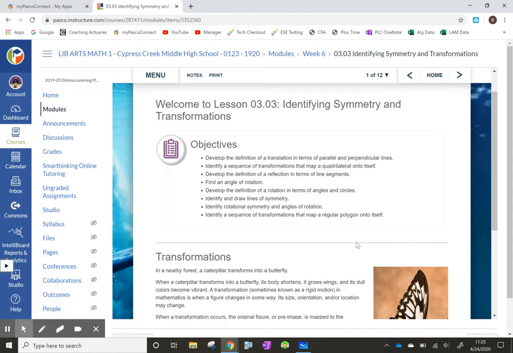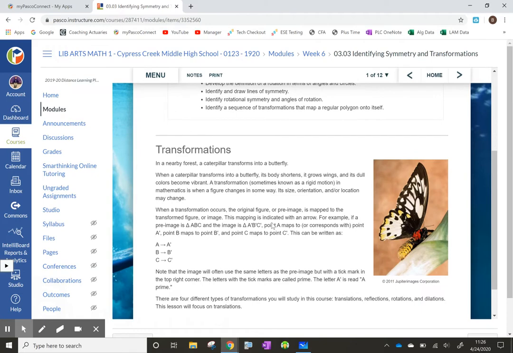Okay, so all of this stuff we kind of did over the period of a week or 2 weeks, but they cram it all into one section for you to do. So we're going to talk about transformations, which talks about translations, which is sliding, rotations, which is turning, and reflections, which is flipping. So we'll talk about all those things.